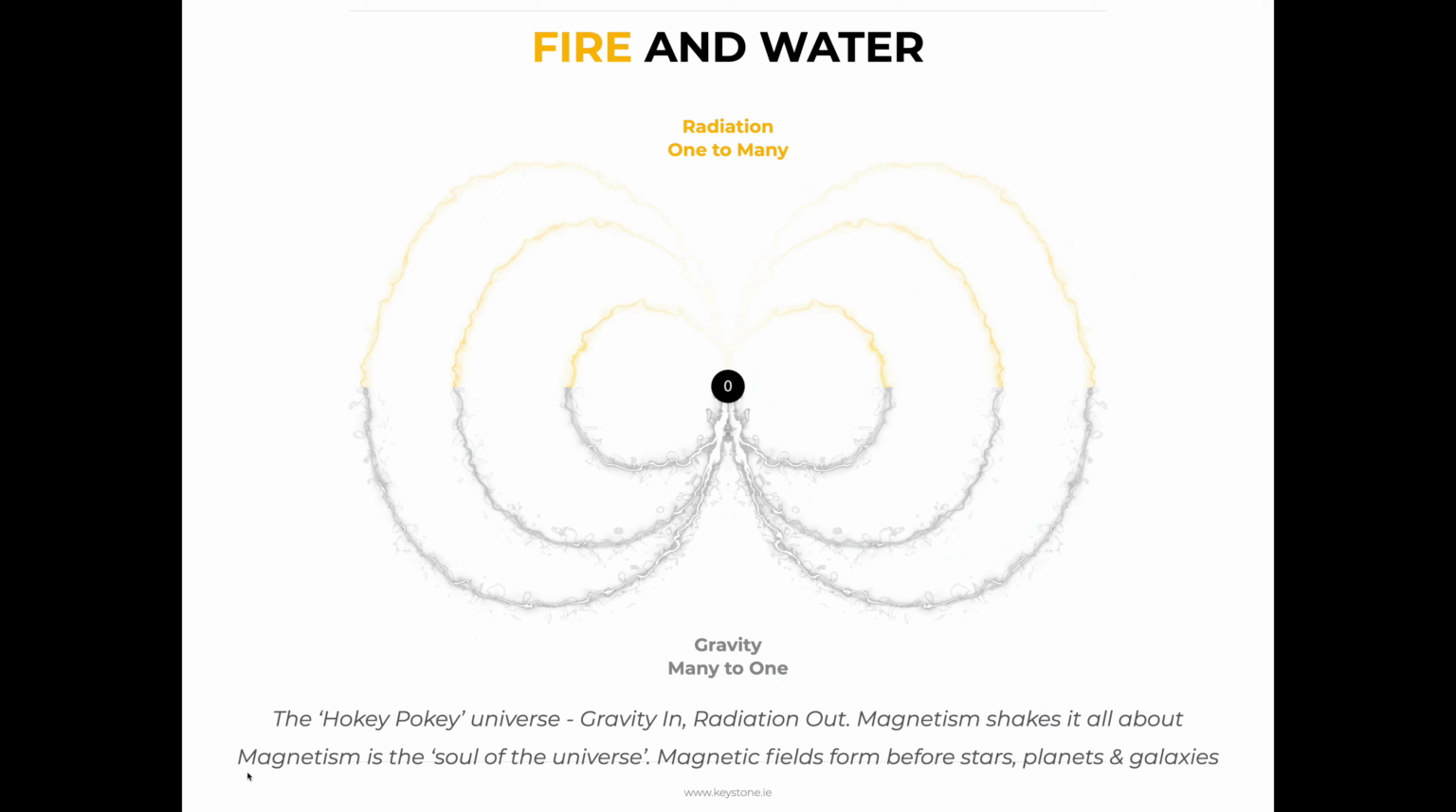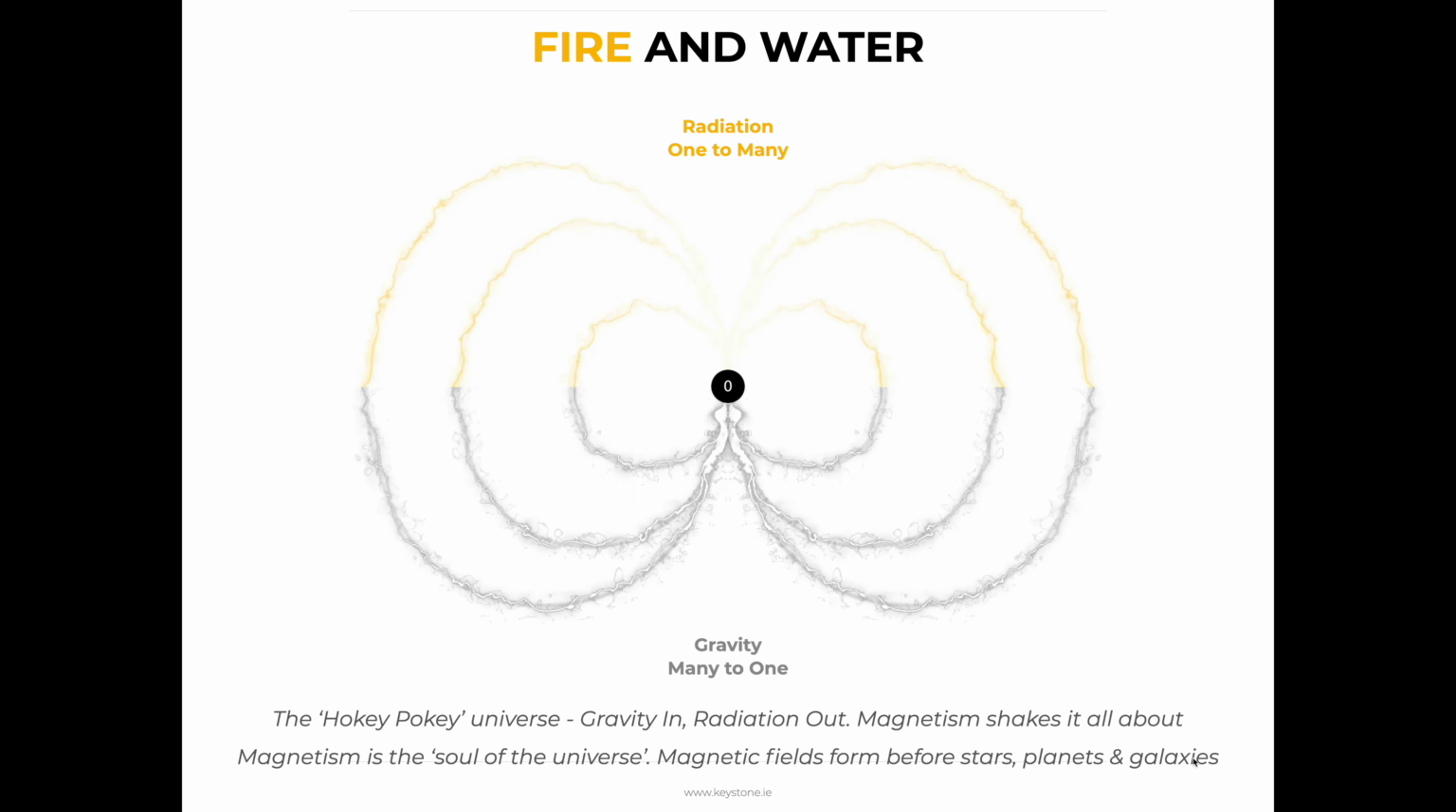Magnetism is the soul of the universe, and it has now been proven that magnetic fields form before stars, planets, and galaxies. In other words, magnetic fields and black holes come first. And this is how it works.